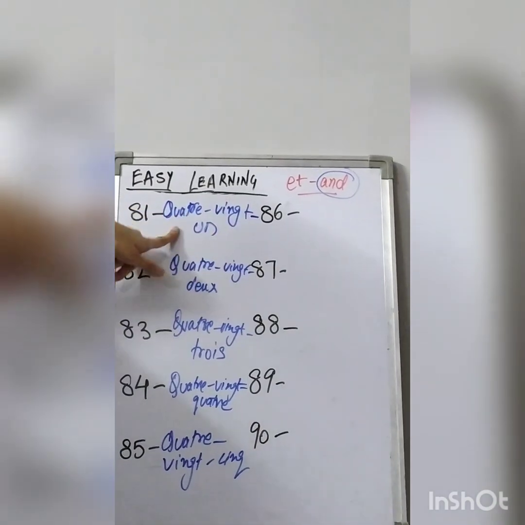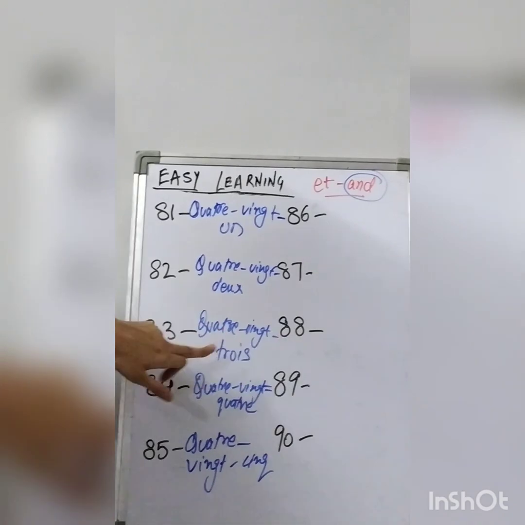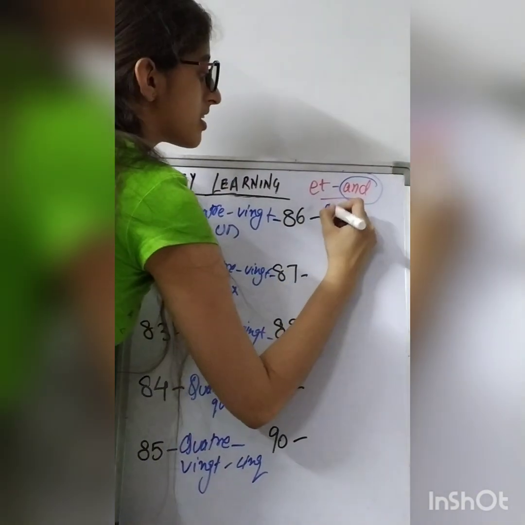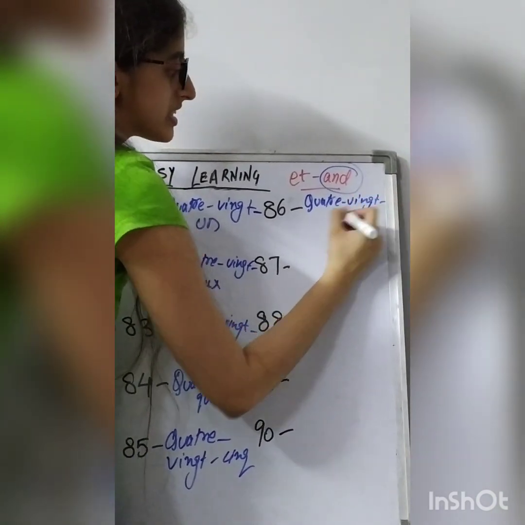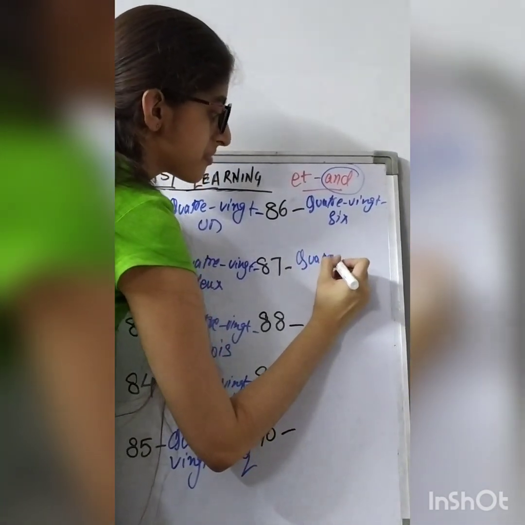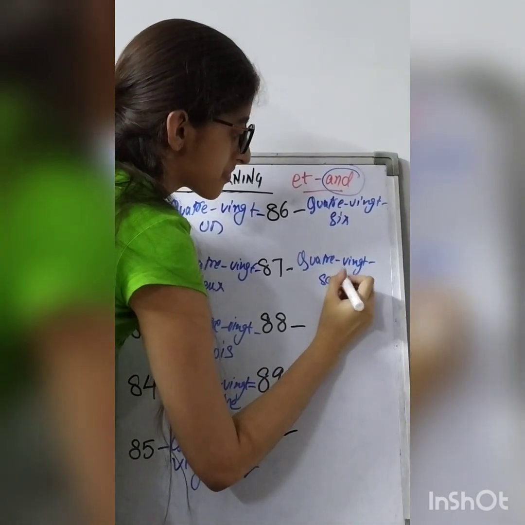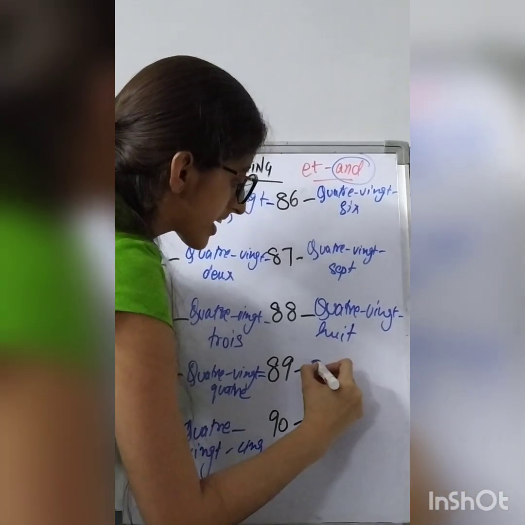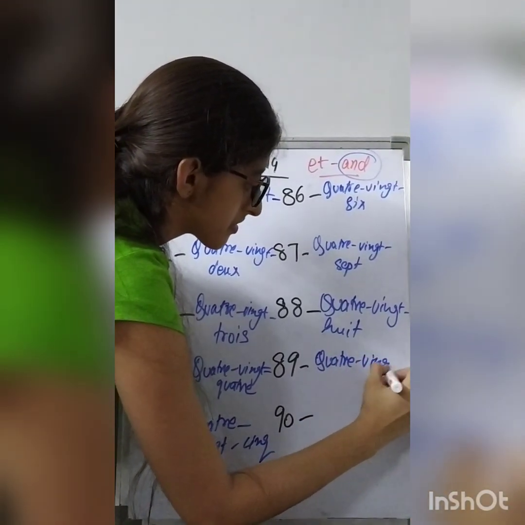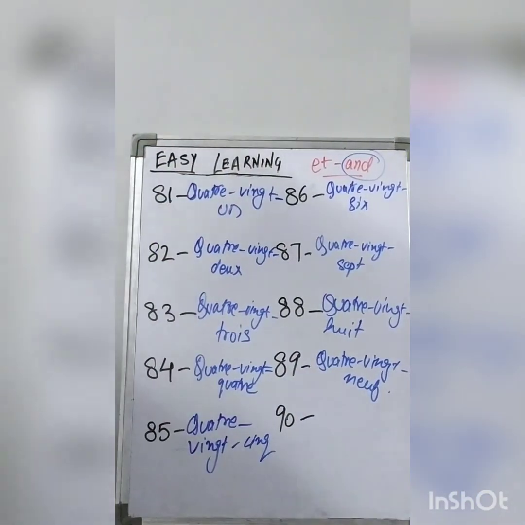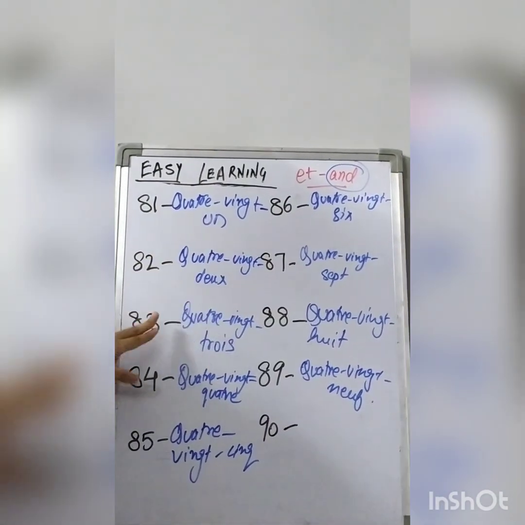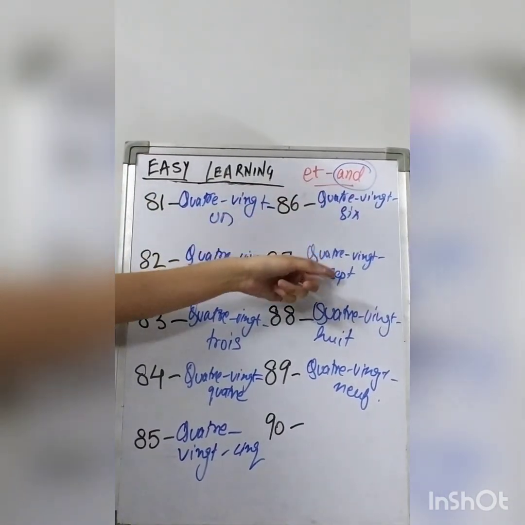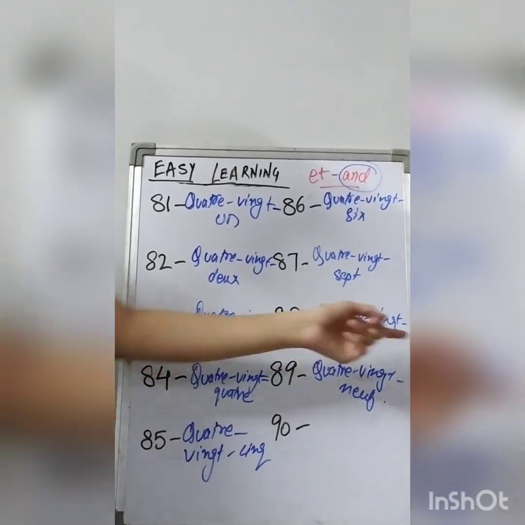We have quatre-vingt-un, quatre-vingt-deux, quatre-vingt-trois, quatre-vingt-quatre, quatre-vingt-cinq. Similarly, we will have quatre-vingt-six, quatre-vingt-sept, quatre-vingt-huit and quatre-vingt-neuf. So we have quatre-vingt-un, quatre-vingt-deux, quatre-vingt-trois, quatre-vingt-quatre, quatre-vingt-cinq, quatre-vingt-six, quatre-vingt-sept, quatre-vingt-huit, quatre-vingt-neuf.